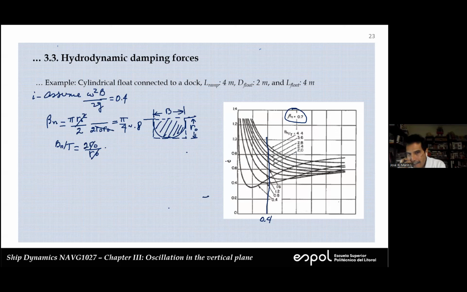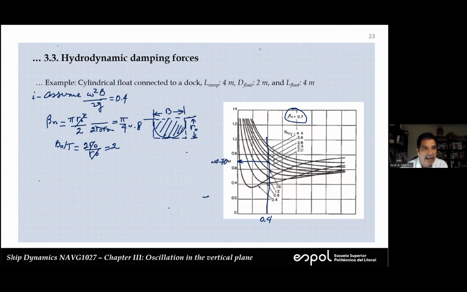Okay, so remember that if this were a case with no influence of free surface, no influence from the frequency, this factor should be 1 because we are taking a circle. But because of the influence of the frequency, we have this little difference. Okay. Now, with these three values, we can say that C is approximately equal to 0.7.